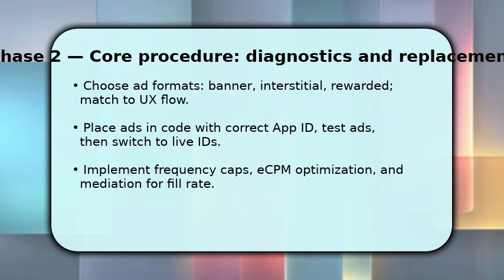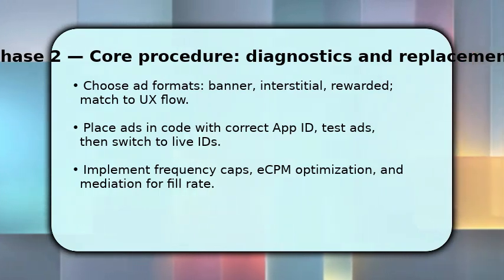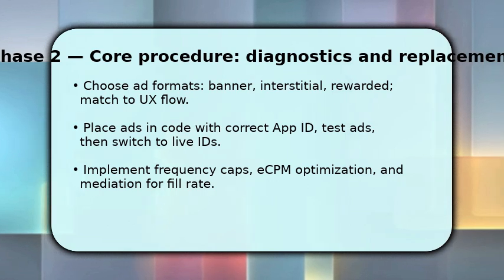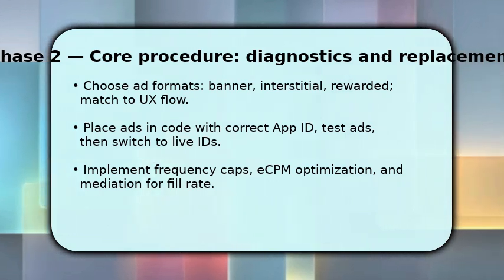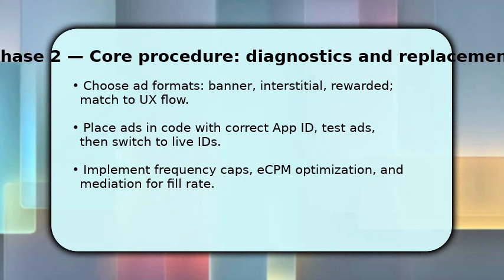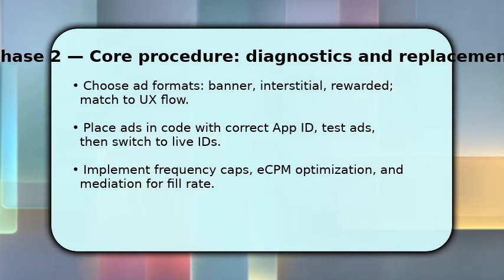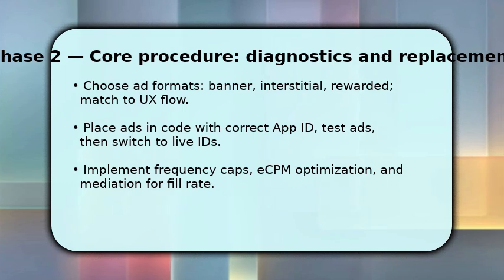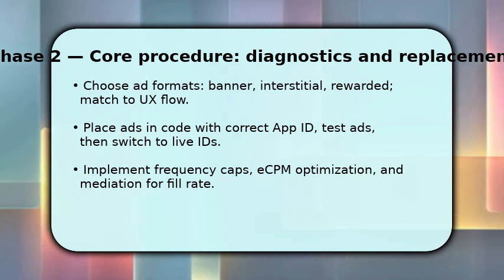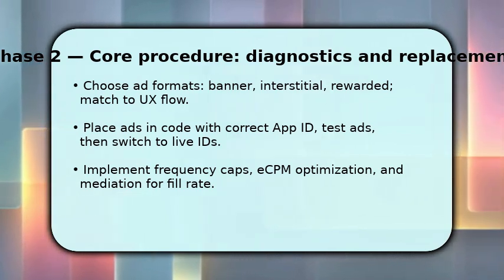Once the SDK is active, decide ad formats that fit the user journey: rewarded for engagement, interstitial at natural breaks, banners for persistent revenue. Implement test ad units first. You must use test ads to avoid policy strikes. Then replace with live ad unit ID and tune refresh rates and placement to avoid accidental clicks.